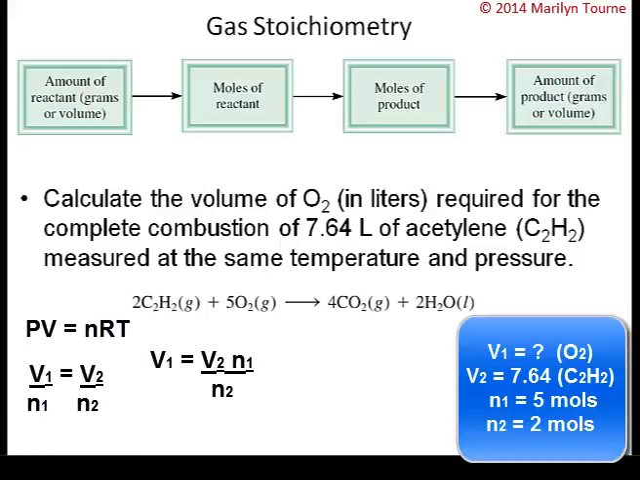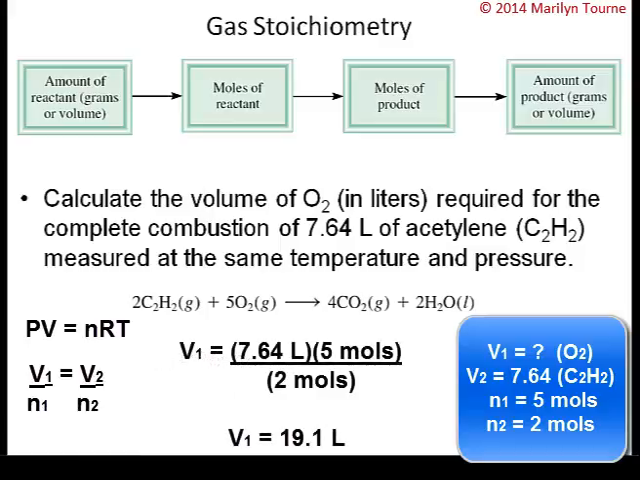So V2, which of course is the volume of the second component, would be 7.64 of acetylene. What would be n1? n1 is O2, and that, looking at the balanced equation, is 5 moles. You have 5 moles of O2 in this reaction. And then that divided by the moles of the second component. The second component is, of course, acetylene, and you look at the balanced equation, and it's 2. So all you would do is take 7.64 times 5 divided by 2. And that ends up being 19.1 liters.